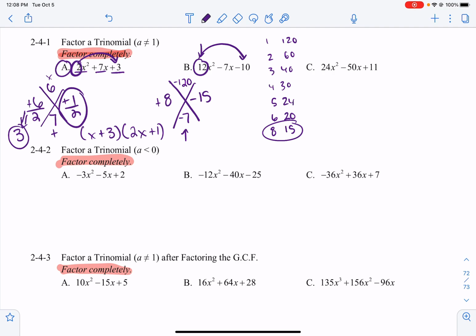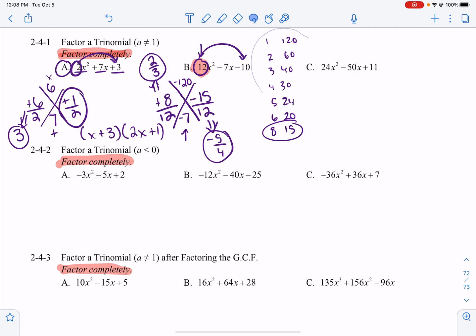Now, because I multiplied by 12 right here at the very beginning, I have to undo that. I have to divide both of my answers by 12. And then I'm going to simplify those. So my 8 over 12, that simplifies to 2 over 3. Because 4 goes into 8 twice. 4 goes into 12 3 times. I'm just simplifying fractions. And negative 15 over 12. 3 goes into both of those. So that becomes negative 5 over 4 would be my second set of numbers.